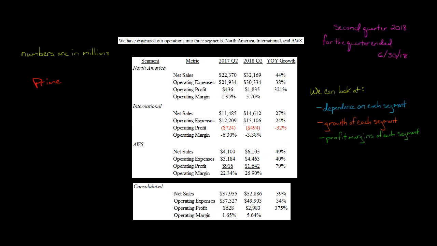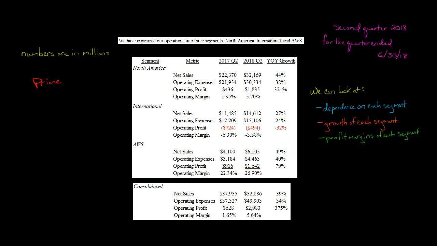If we're thinking about analyzing these three segments, let me try to tie it all together and how you might think about it. We can look at not just how much revenue each segment contributes, but also how much each segment is growing, because that's going to tell us about the future. Right here we see Amazon Web Services is growing the fastest. And then we can also think about the profit margin for each segment.